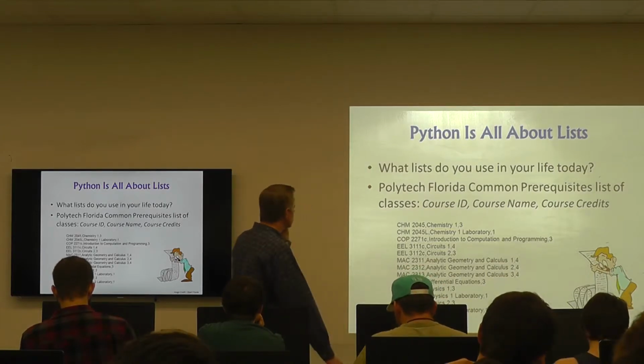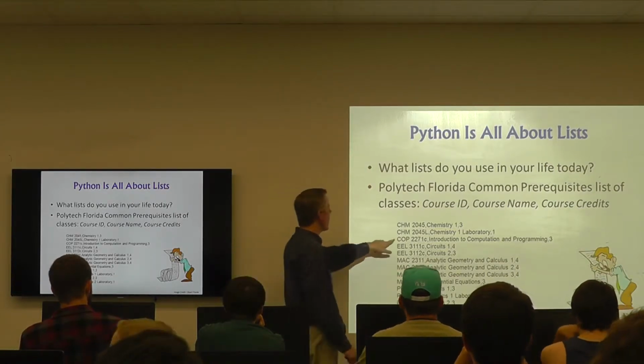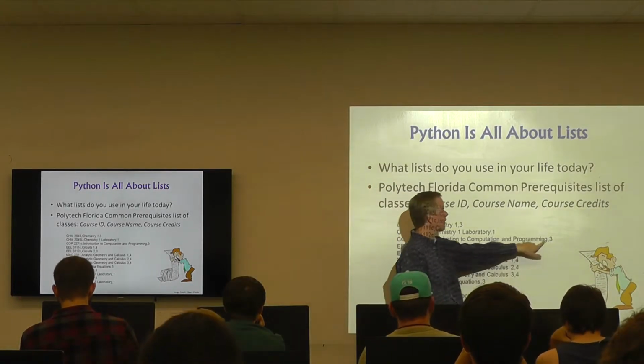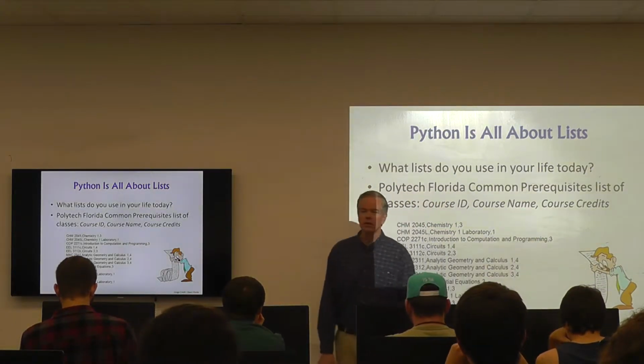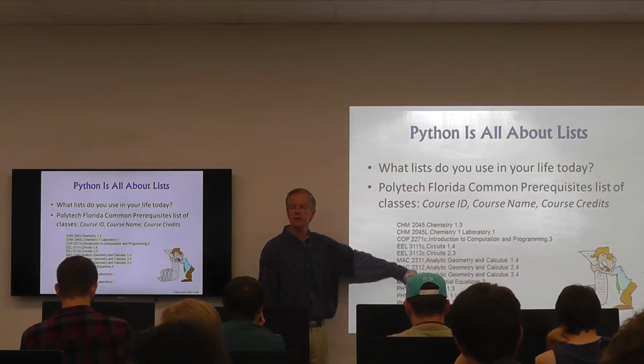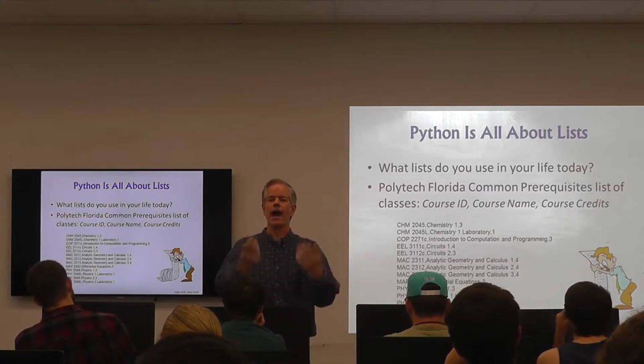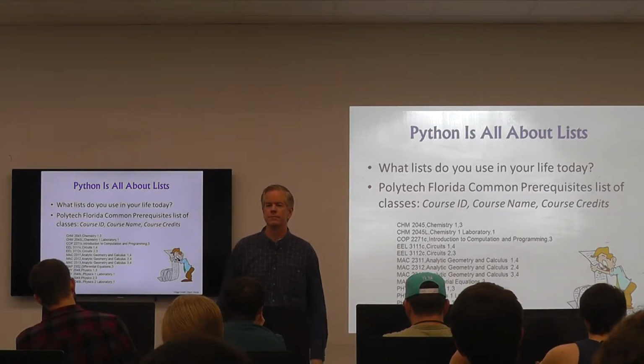Anyway, are we on here some list? I think we are, aren't we? 2271, look at that. Introduction to competition programming and 3 credits. So this is a list that's in your life. So maybe we should take a closer look at this list and see what we get there. Do you think we could get this list into Python? Yes. How would we get this list into Python?